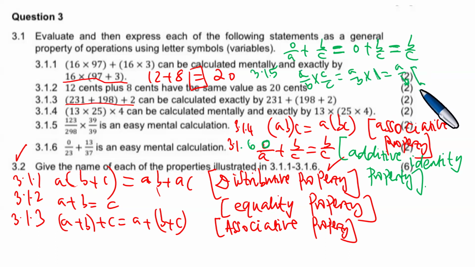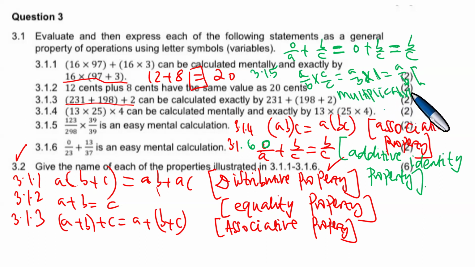Okay, so if you multiply by 1, it becomes A over B. It's called the multiplicative identity property. So there are two properties: the cancellation property, but now what arises is the multiplicative identity.